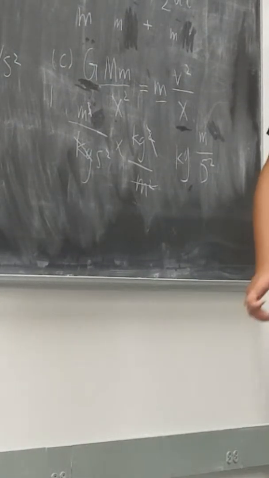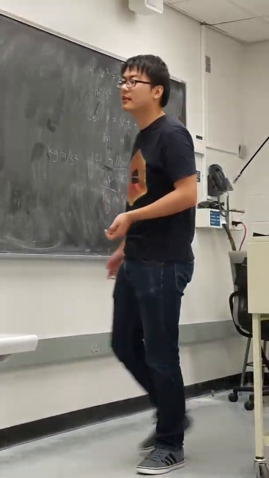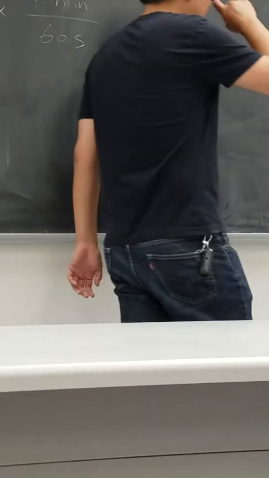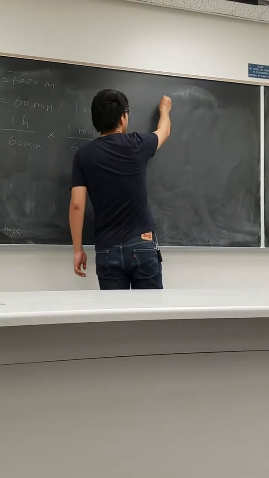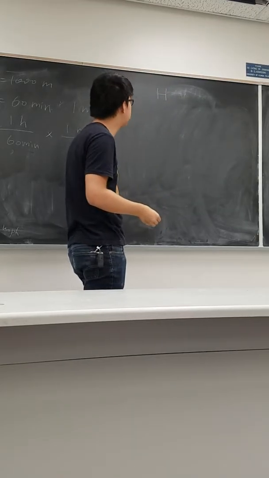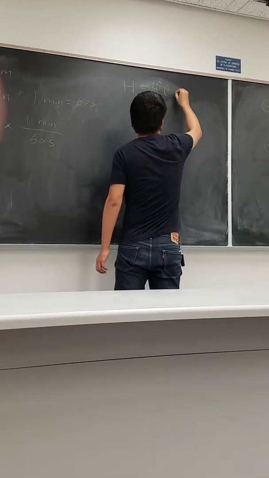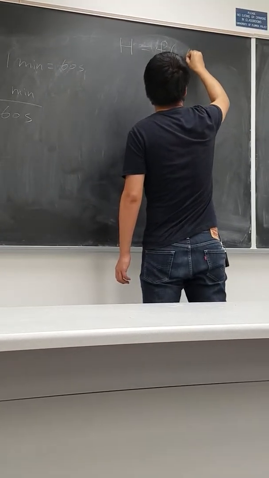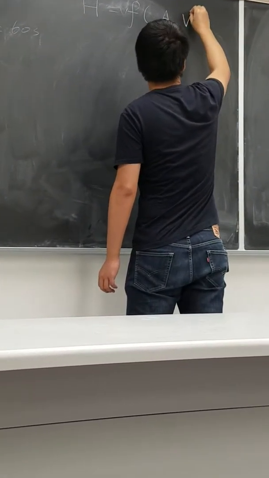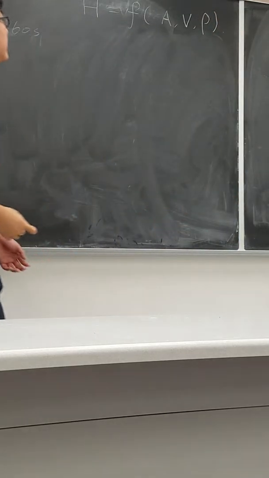Problem 5. This is a dimension analysis. So the question wants you to figure out, for part A, the relationship between the heat loss H and the area of the fan, velocity of the fan, and the density of the coolant.